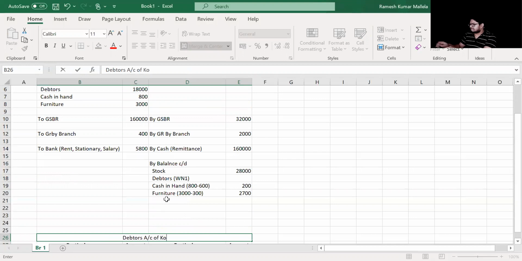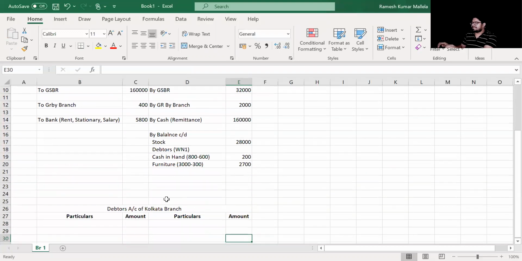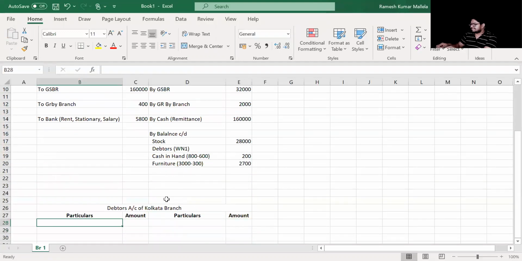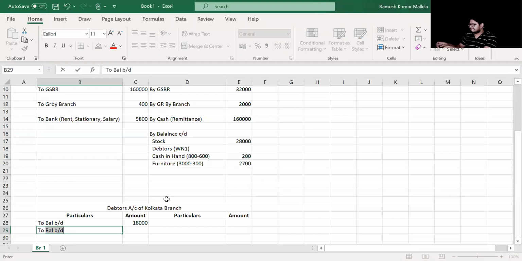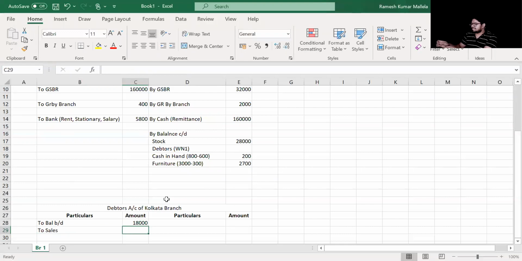Debtors account of Kolkata branch. Now, what did he tell you about the debtors? He says there is an opening balance, to balance brought down. The balance brought down value is 18,000, yes or no? Opening balance of debtors is 18,000. And then he says there is some credit sale made. Credit sale made. That means two sales, you have 60,000.